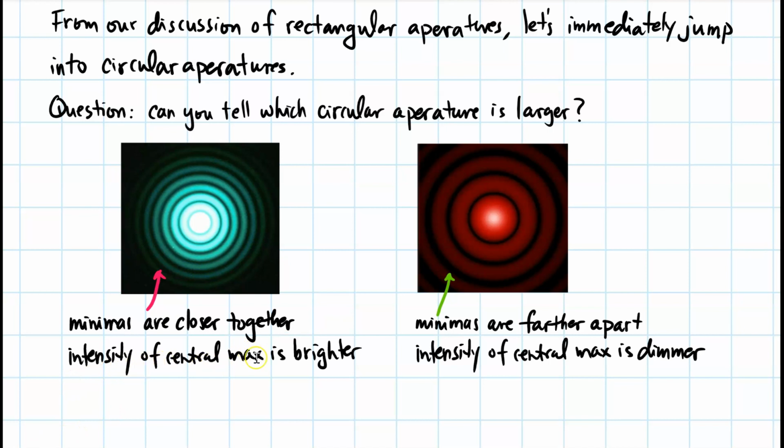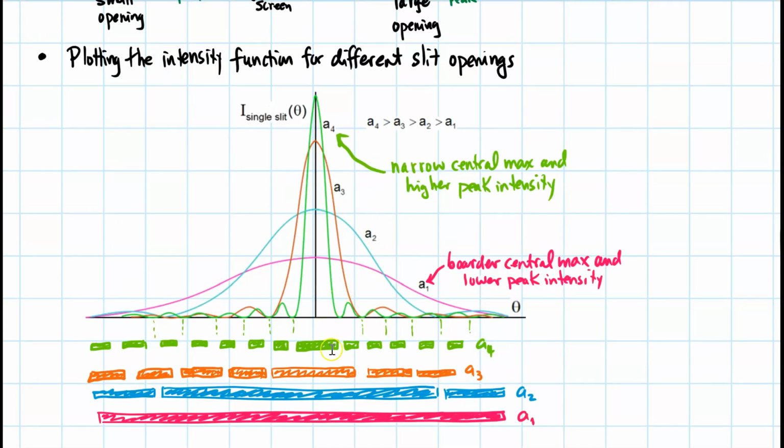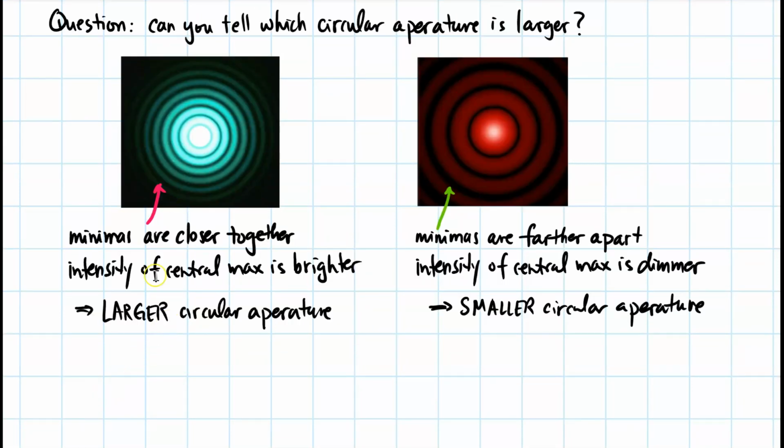Furthermore, the intensity of the central max is brighter on the one on the left, whereas the intensity in this one is dimmer. From our previous discussion, if I have minima that are closer together and a brighter central fringe, then that opening has to be bigger, whereas if I have a broader central max and the spacings are farther apart, then it's got to be smaller. We conclude then that the one on the left has a larger circular aperture, and the one on the right has a smaller circular aperture.